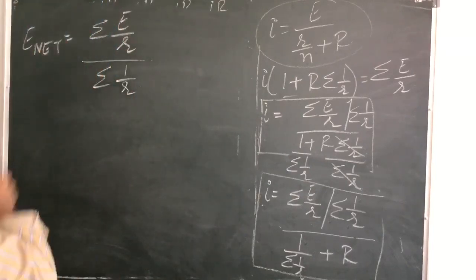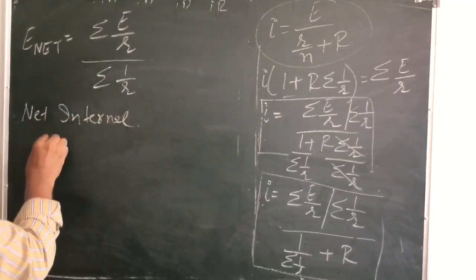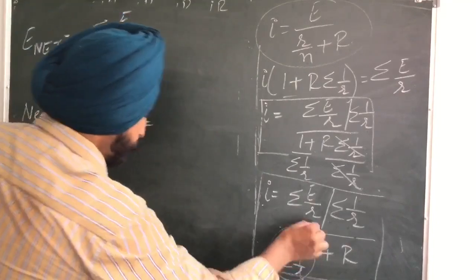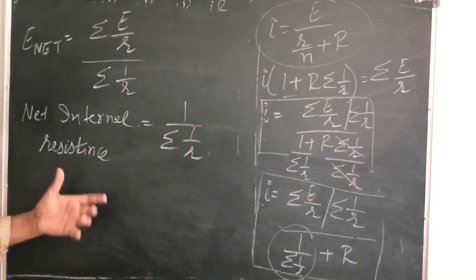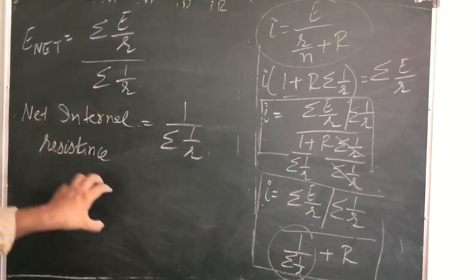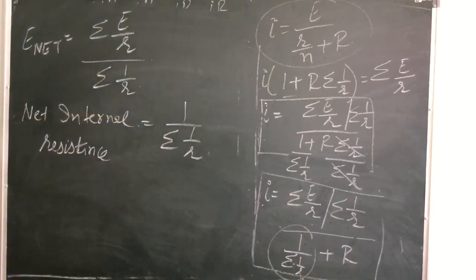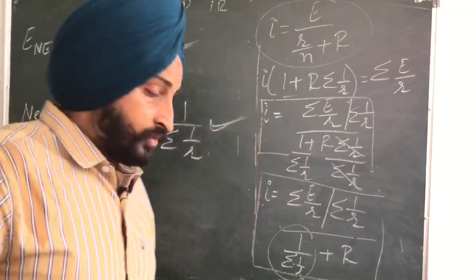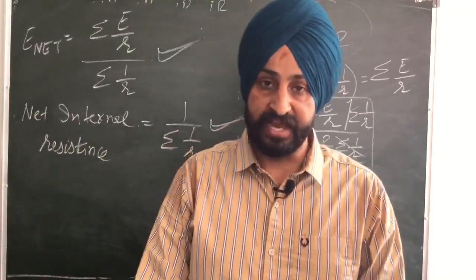And what will be the value of net internal resistance? Now the net internal resistance would be equal to 1 by summation of 1 by R. External resistances of course cannot change. So what is the value of total resistance? It is R plus this. So in this way you get these two very important results. So this is our case number 2 for connection of different cells in parallel.